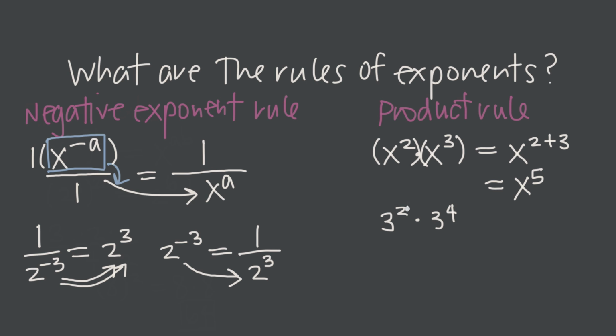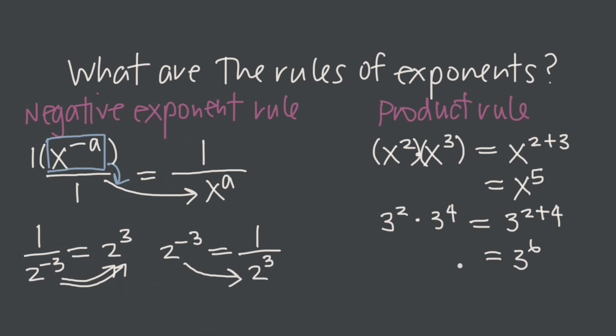So because we're multiplying, and because the bases are the same, we can use the product rule. The result is to keep the base the same, 3, and then add the exponents. So 2 plus 4 gives us 3 to the 6th power. So 3 to the 6th power by the product rule is the same as 3 squared times 3 to the 4th, because with the product rule, you add the exponents.